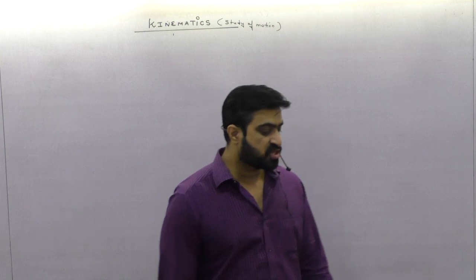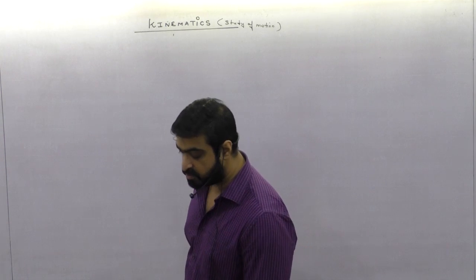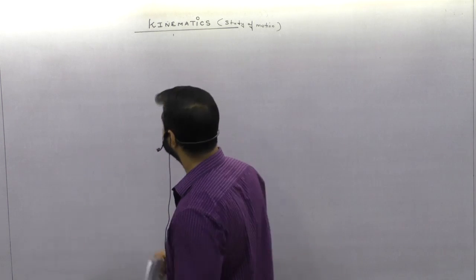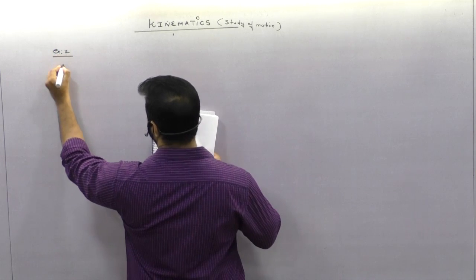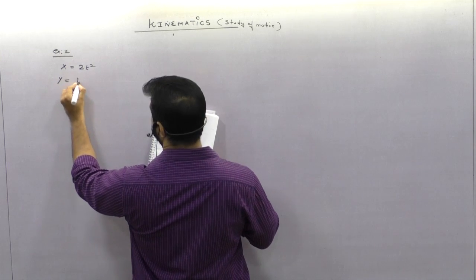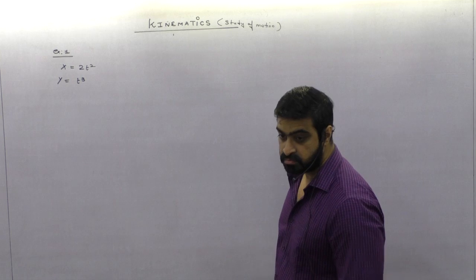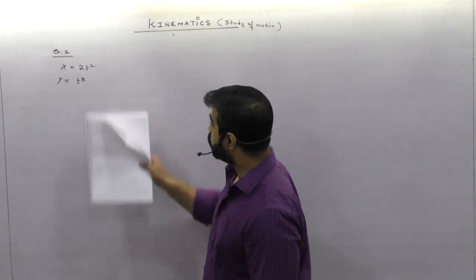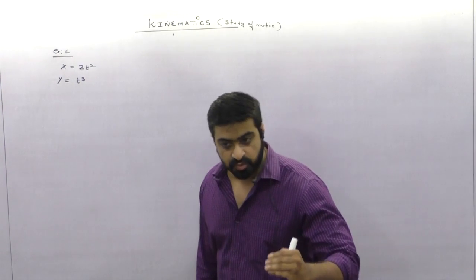A particle is moving in the xy plane. Its x coordinate is 2t square and y coordinate is t cube. The x coordinate is 2t square, the y coordinate is t cube, because it is a function of time. Matlab it will change with respect to time.